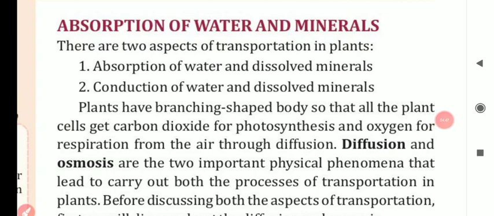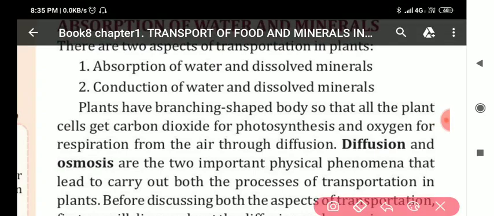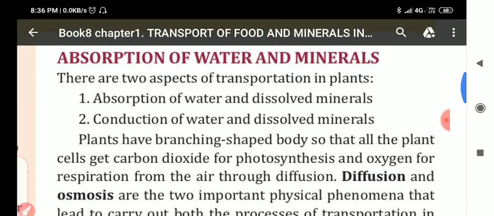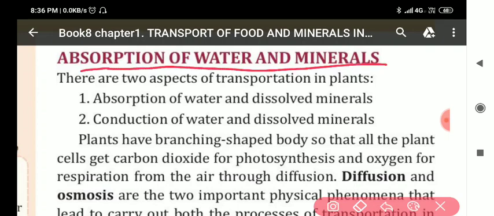Next, my dear students, we will discuss this topic: absorption of water and minerals.